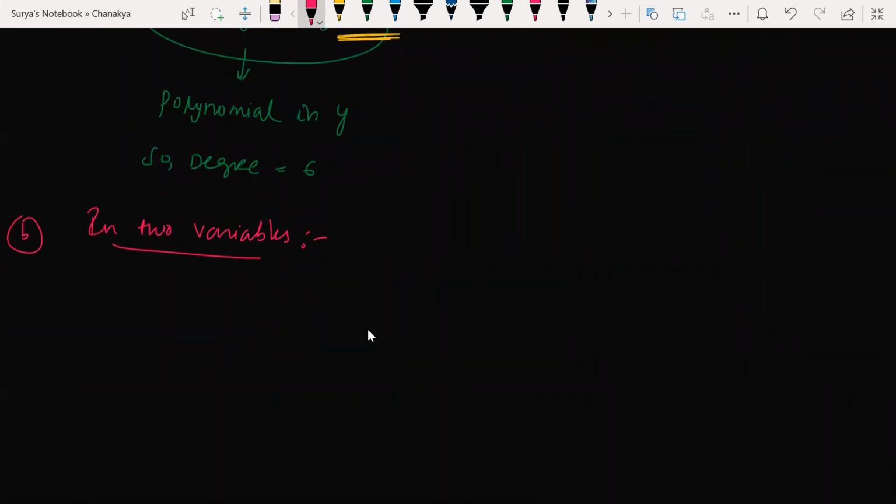But in case a polynomial is in more than one variable, then the sum of the powers of the variables is taken as what you have to take?